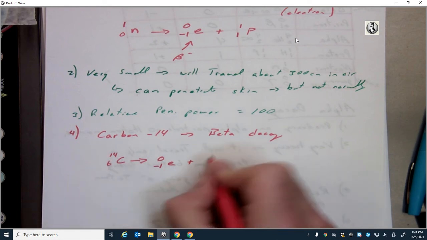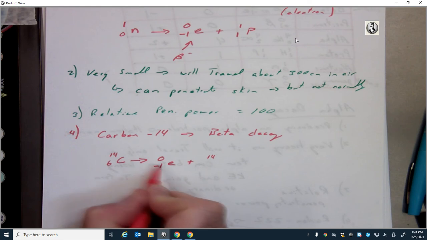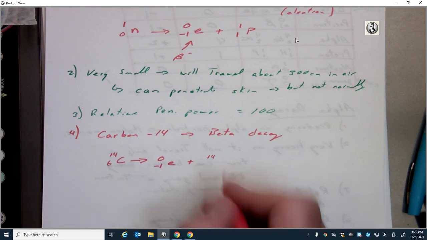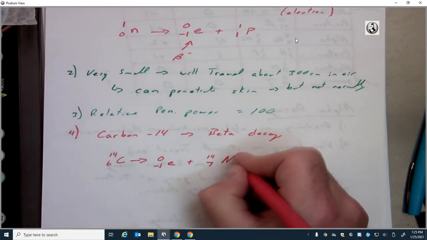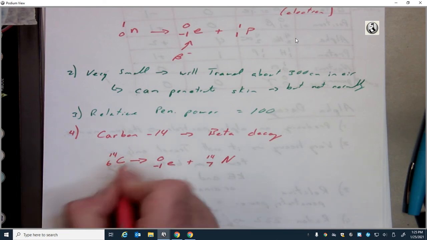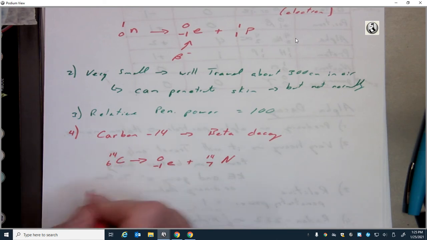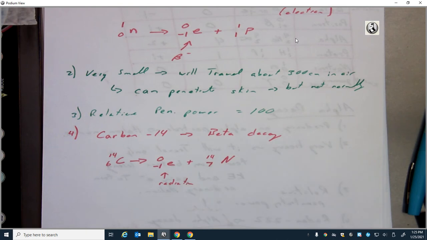14 minus 0 is 14. 6 minus a negative 1, which means 6 plus 1, is 7. And this would be nitrogen. So again, this is my radioisotope, my parent material. This right here is my radiation that's given off. And then this is my daughter material.